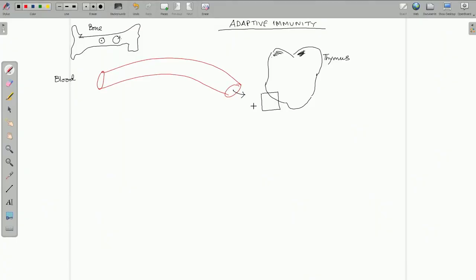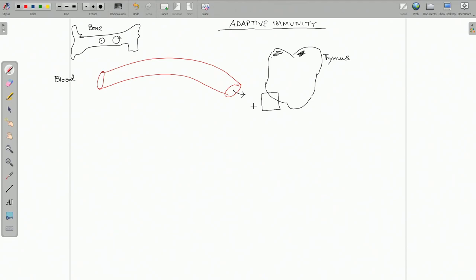As I told, the cells of the adaptive system are the T cells and the B cells. In this lecture, we try to see how the antigen activates the T cells. If you look at the picture here, it is the bone marrow which is the starting point. All the cells of the immune system come from there. The T cells and the B cells, or their progenitors, are called the lymphoid precursors.